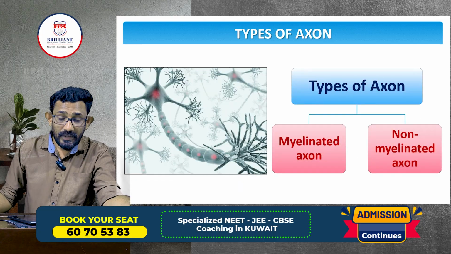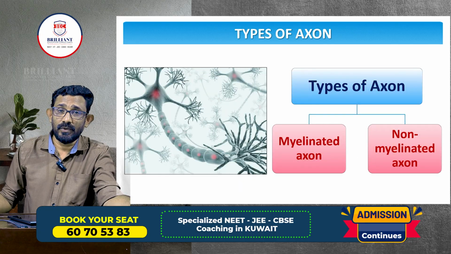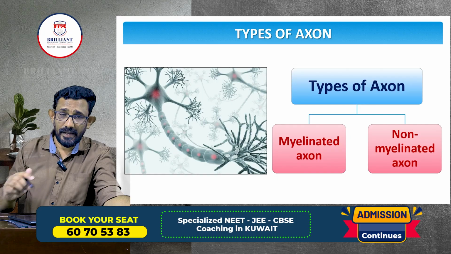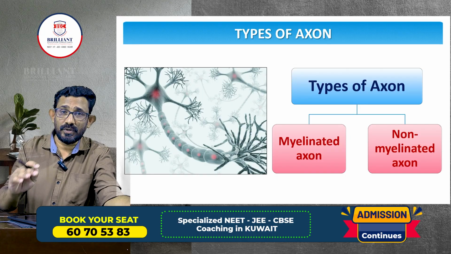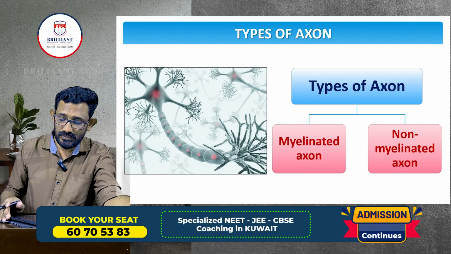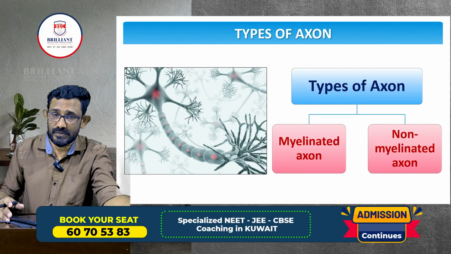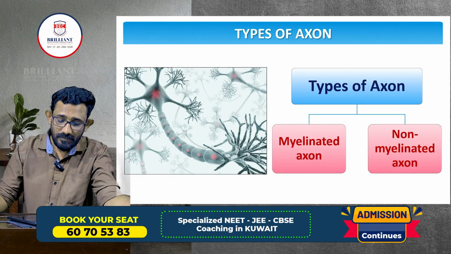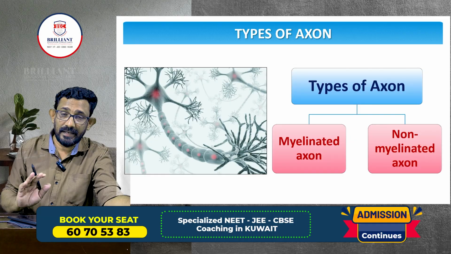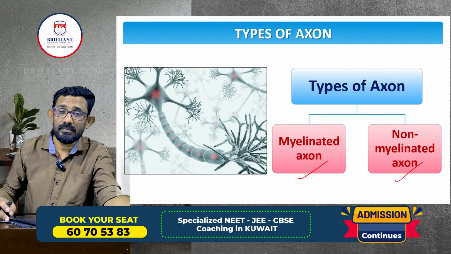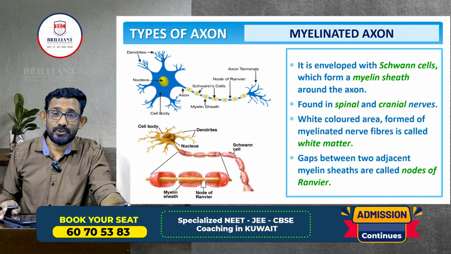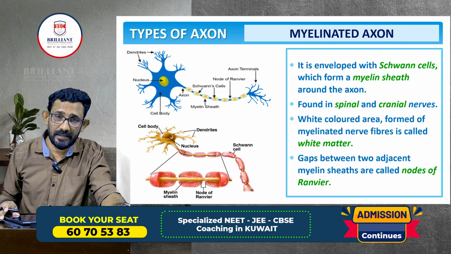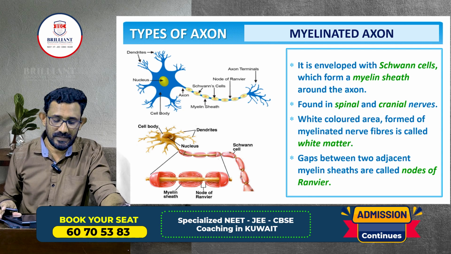Now let us study the types of axon. I already explained that there are two types of axon. As I mentioned earlier, they are myelinated axon and non-myelinated axon. Hope you remember what an axon is: the longest part of the neuron is called the axon. So there are two types of axon, myelinated axon and non-myelinated axon.